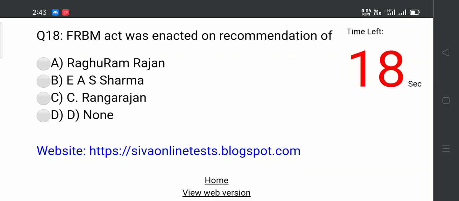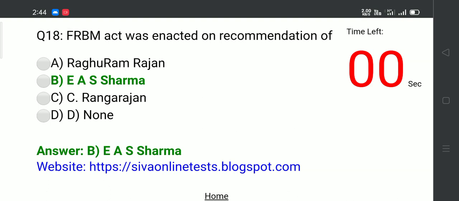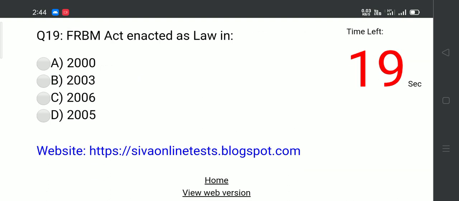Question 18. FRBM Act was enacted on recommendation of. Options. A. Raghuram Rajan. B. EAS Sharma. C. Rangarajan. D. None. Answer. B. EAS Sharma.